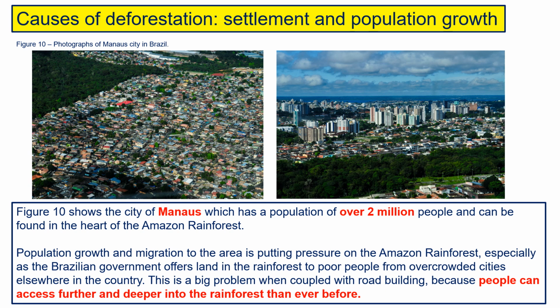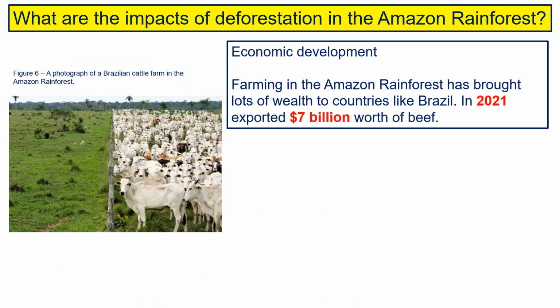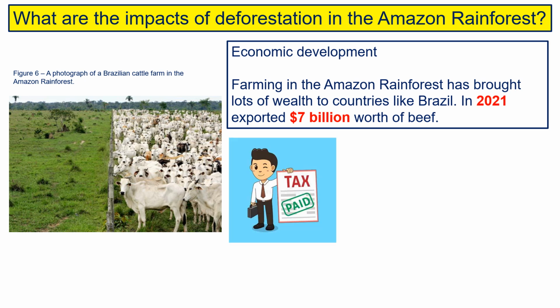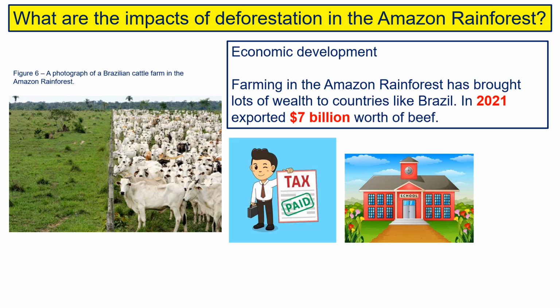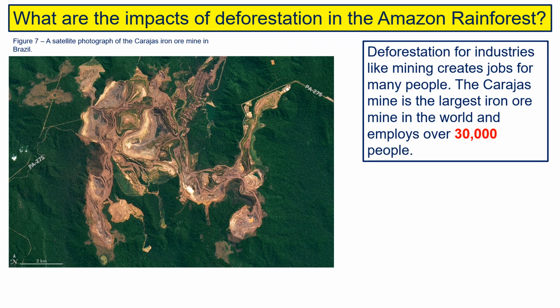And then we get onto the big one, the biggest cause of deforestation: cattle farming. Trees are cleared to have land to allow cows to graze. This is massive in Brazil. Brazil, due to this, is the largest exporter of beef in the world, and in 2021 made $7 billion. This means the government receives more taxes, which means they can improve schools in Brazil, and therefore this is creating a really highly educated workforce, allowing the country to economically develop. Really good for Brazil.